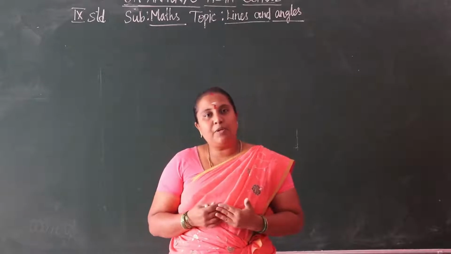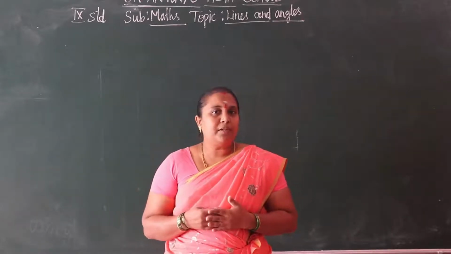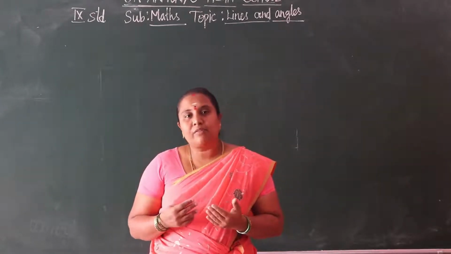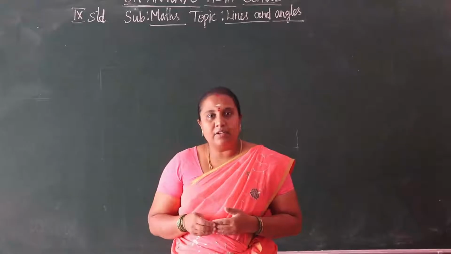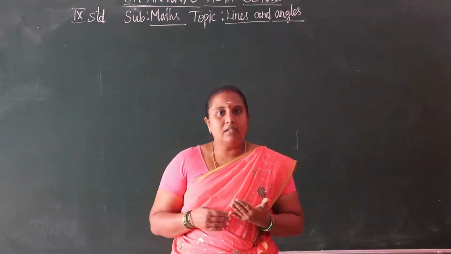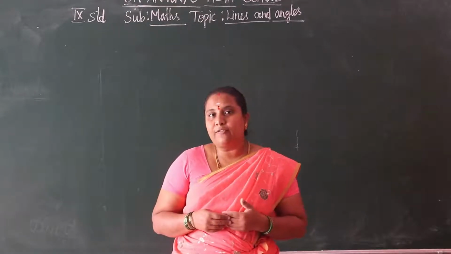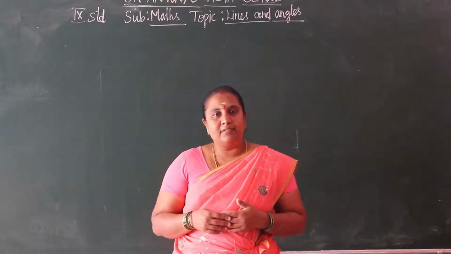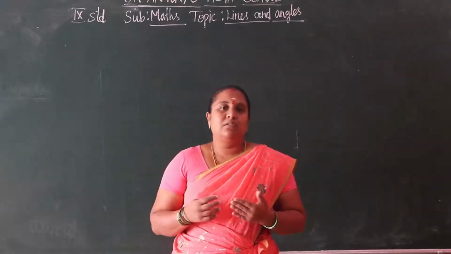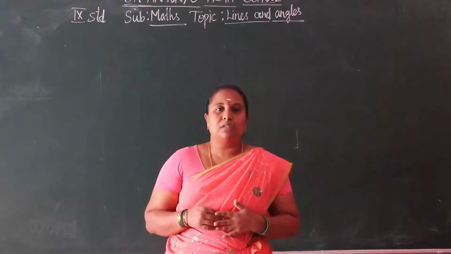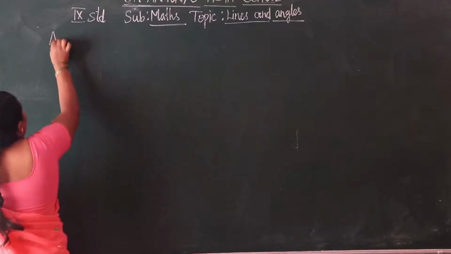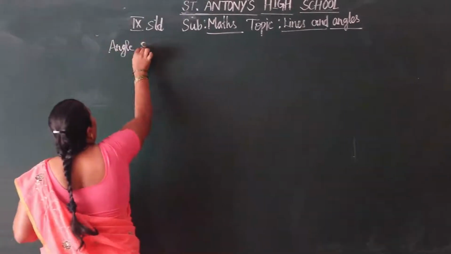So what is angle sum property of a triangle? The sum of the three angles of a triangle is 180 degree. You know it is very familiar to you. So how to prove this statement of the angle sum property? Angle sum property of a triangle.